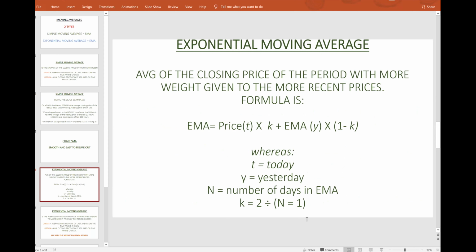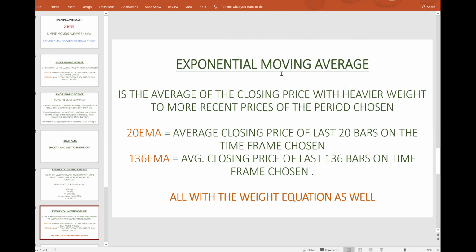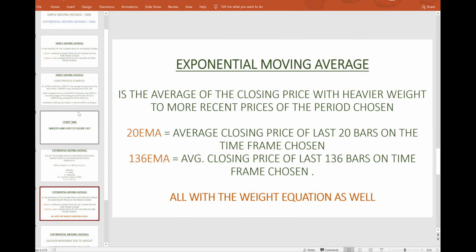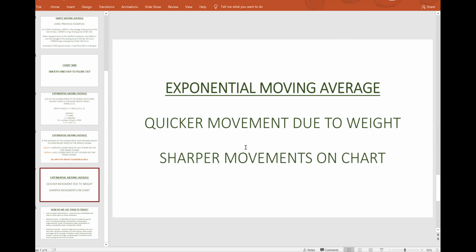So a lot of people like to use that when day trading because they feel like it's not as smooth and that they're getting better information on the most recent trends. So it's the same exact thing. It's taken of the time period that you choose, and then it just adds to the weight. So the quicker movements due to the weight, sharper movements on the chart, which I just went over.